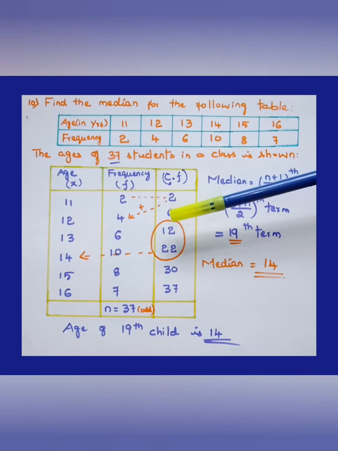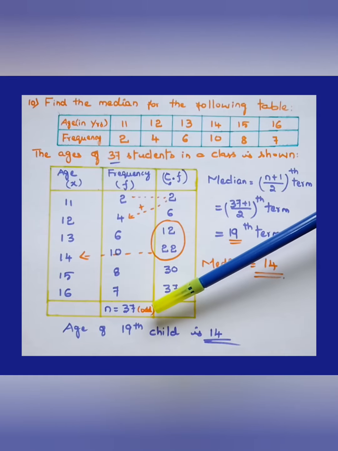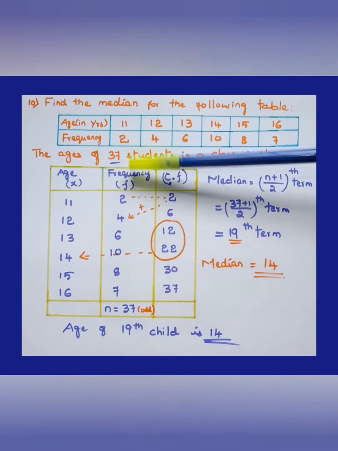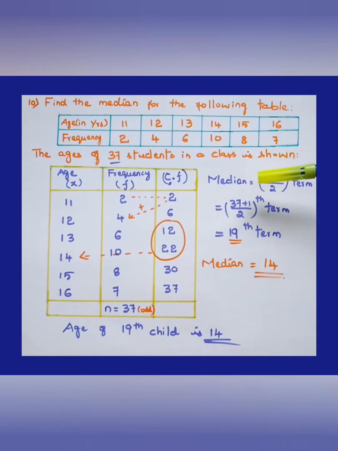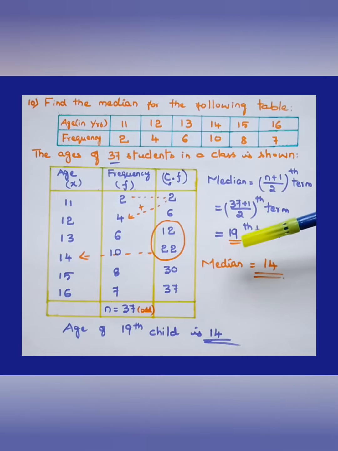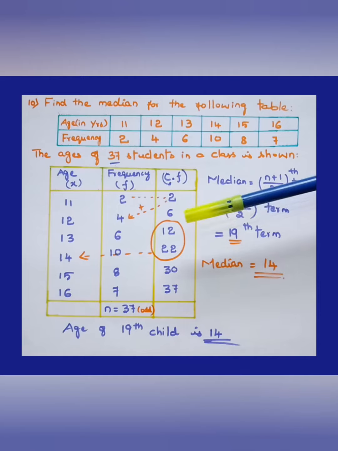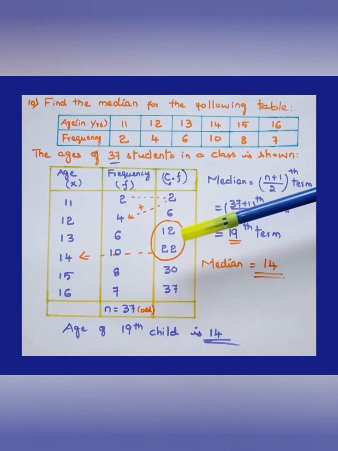Then find the n value. N is odd, so you need not add them again. It's already given, n is an odd number. If it is an odd number, the formula to be used is (n plus 1) divided by 2, the term. Just add 1 to the number. 37 plus 1 is 38, by 2 gives us 19. The 19th term. So where does the 19th term lie in the cumulative frequency?